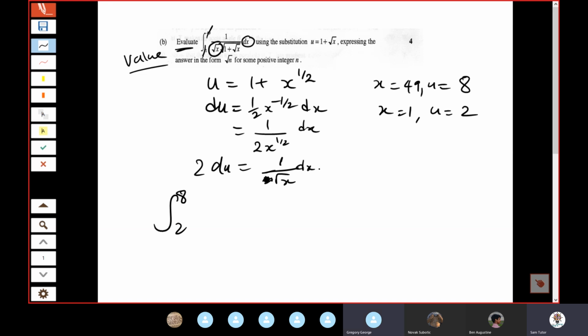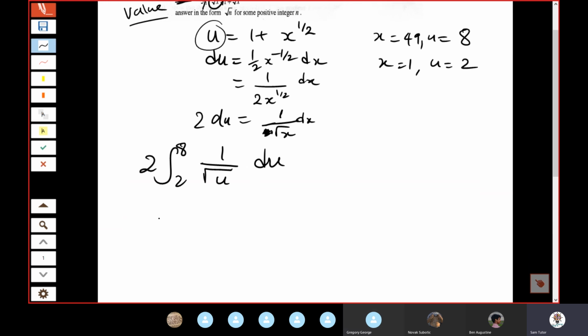dx on root x. That becomes just 2. Put it on the outside. du over square root of 1 plus root x, which is just u. How easy was that? And let's go finish this off.